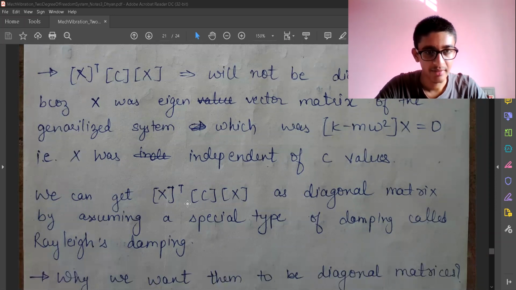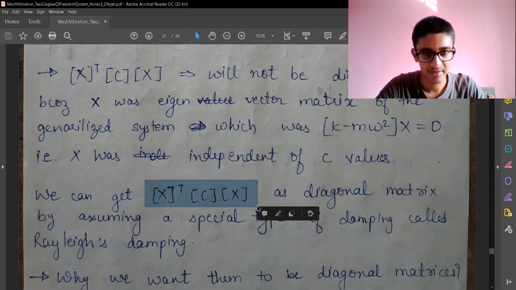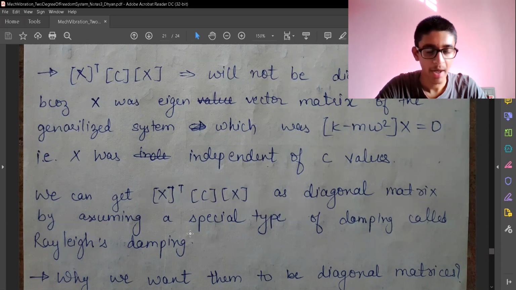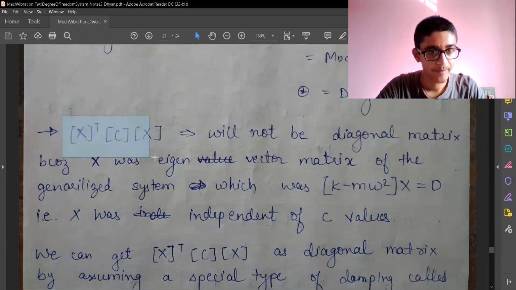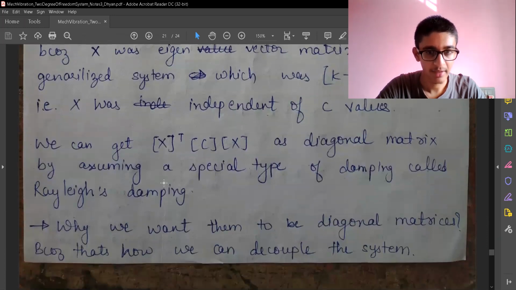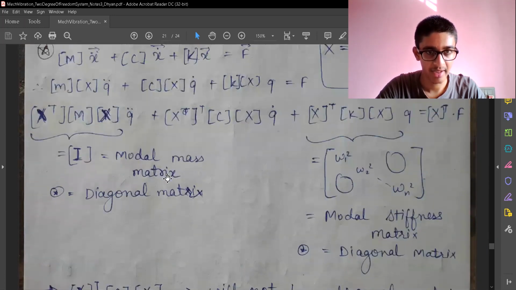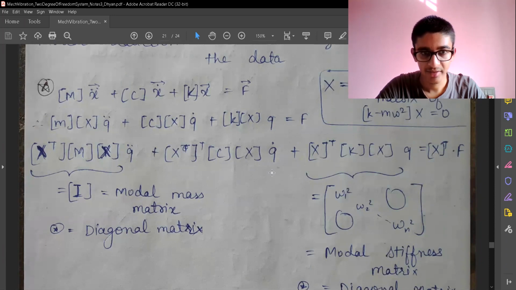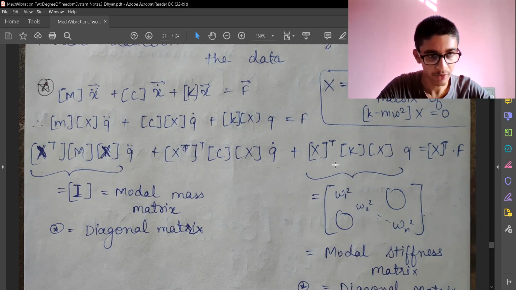So we can get this combination, X transpose C X, as a diagonal matrix by assuming a special type of damping matrix, which is called Rayleigh damping. In general, this matrix will not be a diagonal matrix. We want it to be a diagonal matrix. Why? Because if it is diagonal, we can substitute Q equal to Q cos(omega t), that is the normal mode condition, combine all the coefficients of Q, and invert this.